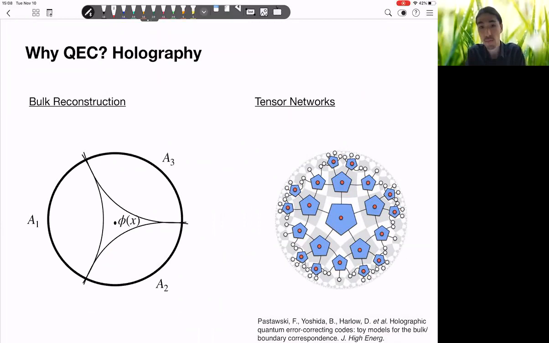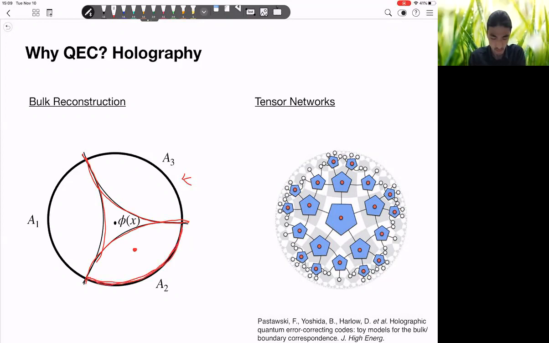One is in bulk reconstruction. So for example, I'll consider the AdS3/CFT2 case and take a constant time slice here. Now, there's a statement: if you take this constant time slice and take three local boundary regions, A1, A2, A3, and take the RT surface of each corresponding boundary region, the bulk operators inside here can be reconstructed or expressed using the boundary operators here.